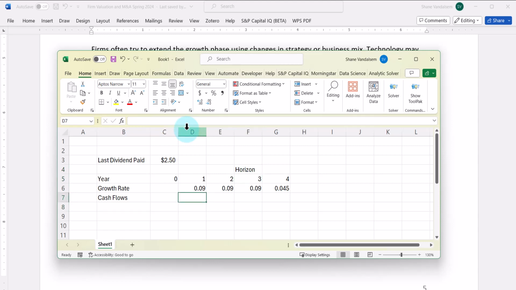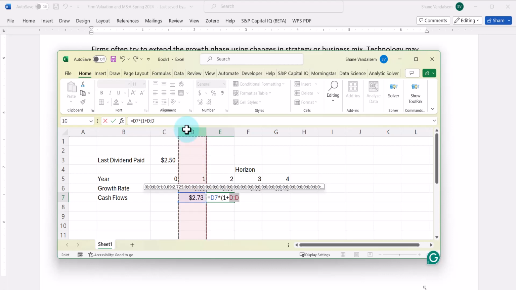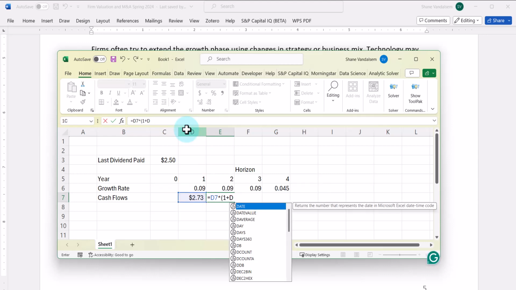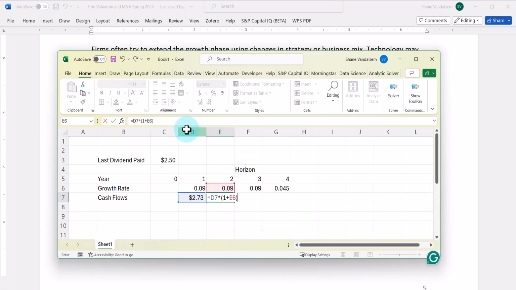So for our cash flows at time 1, we expect to receive a dividend equal to the last annual dividend paid multiplied by 1 plus the growth rate of 9%. Rounding it, it's $2.73. The next year, I'm going to take the dividend from time 1 and multiply that by 1 plus the growth rate. There we go, so it's $2.97.